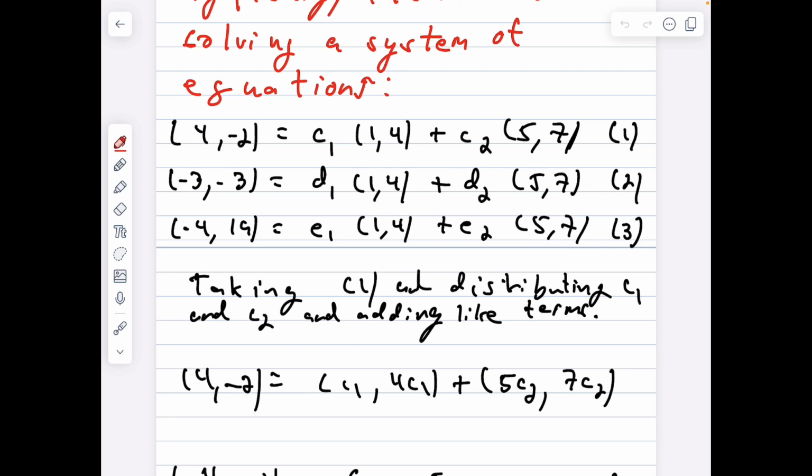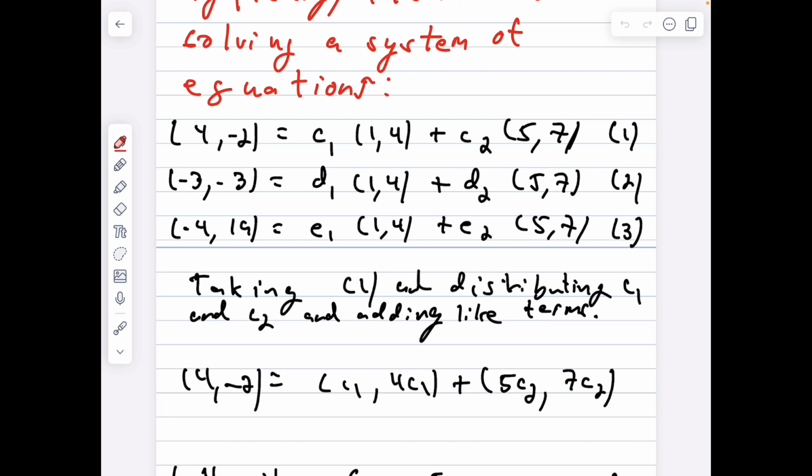So in order for us to solve for these coefficients, I'm going to simplify a bit. I'm going to use the first equation here as an example. I'm not going to do it for all of them because I don't want to bore you to death.